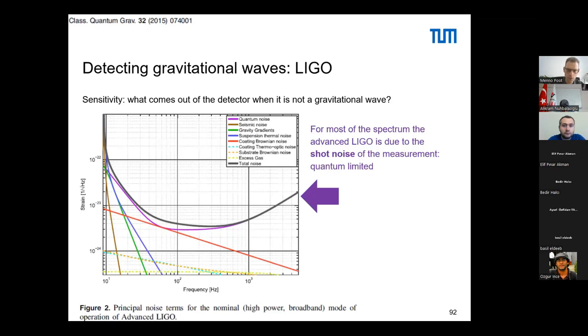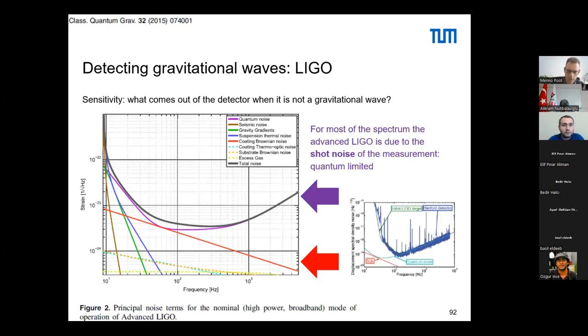There's not much more you can do. At least that's what we would think now. The other contribution that is still important, say in this range over here, is the red one. That corresponds to the Brownian motion of the coating. And now when we compare that to previous cases, this is for advanced LIGO.